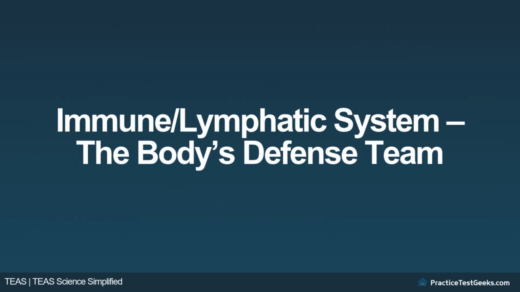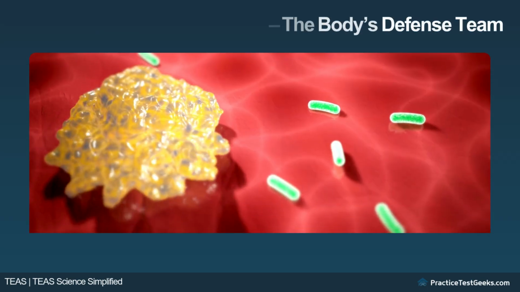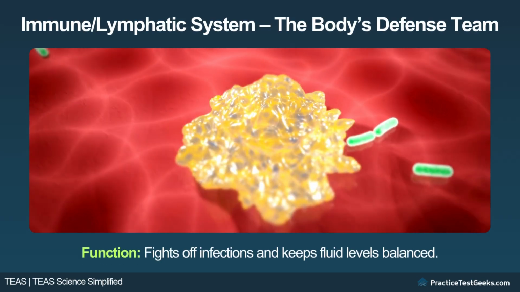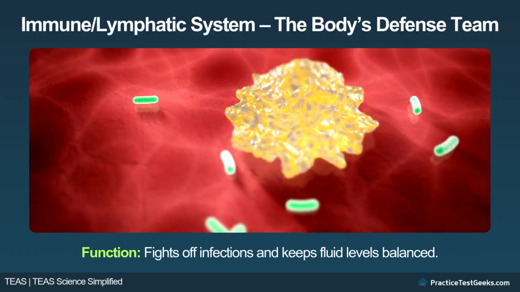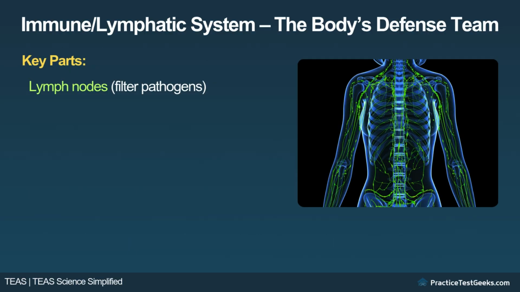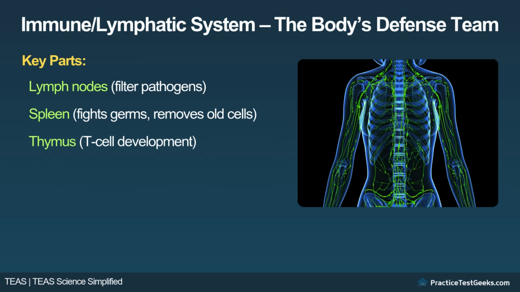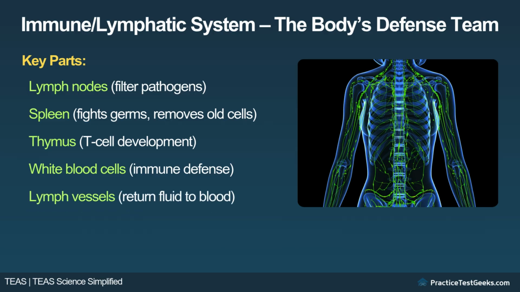Now let's explore the immune and lymphatic system, the body's built-in defense team. Its main role is to protect you from infections and keep your body's fluid levels balanced. Lymph nodes filter out harmful substances like bacteria and viruses. The spleen removes old blood cells and helps fight germs. The thymus is where T cells, a type of white blood cell, mature. White blood cells are your frontline fighters. They identify and destroy pathogens. And lymph vessels move fluid called lymph throughout the body, returning it to the bloodstream.